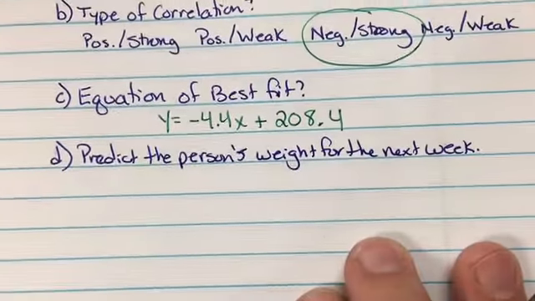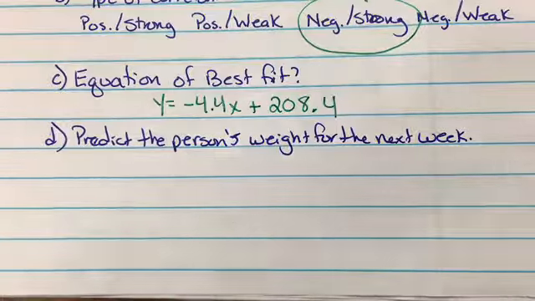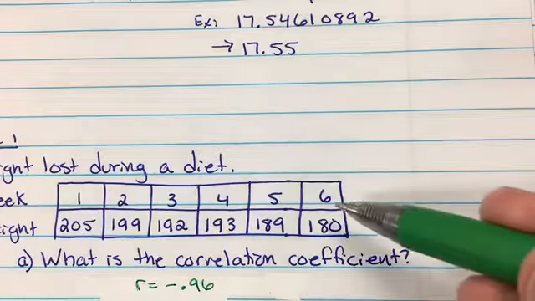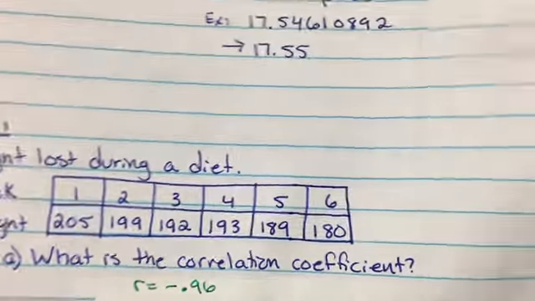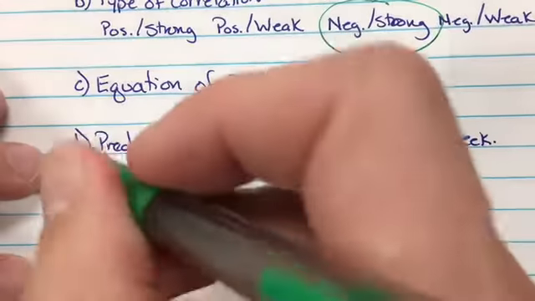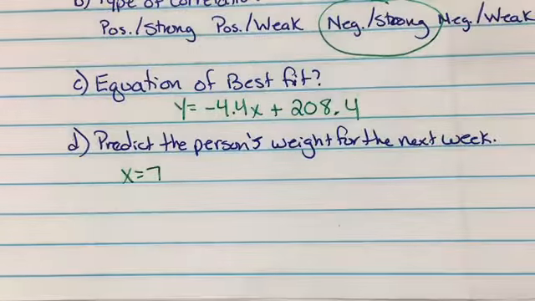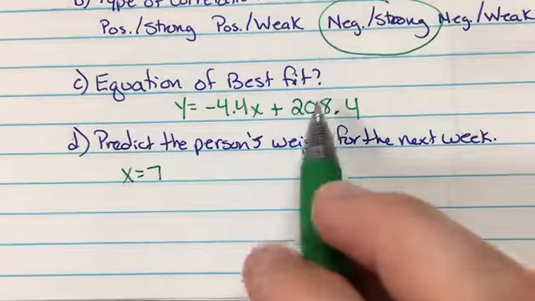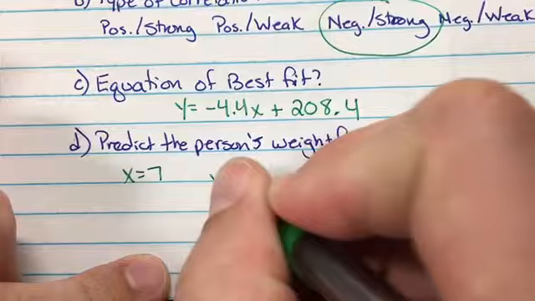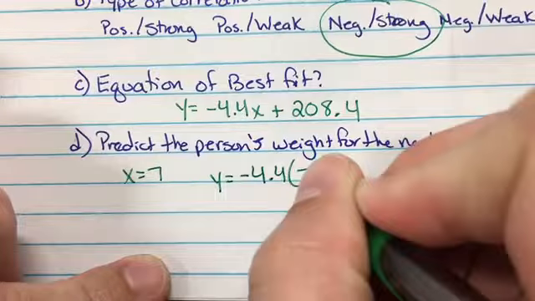Now, if I'm trying to predict a person's weight for the next week, well, what was the last week? Week 6. So the next week will be week 7, which means that's the number I'm plugging in for X using this equation. Y equals negative 4.4, plug in week 7, plus 208.4. You type that into the calculator. Negative 4.4, week 7, plus 208.4.